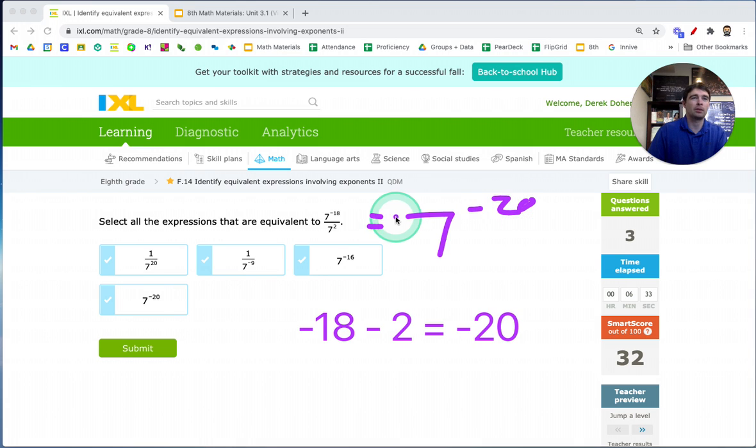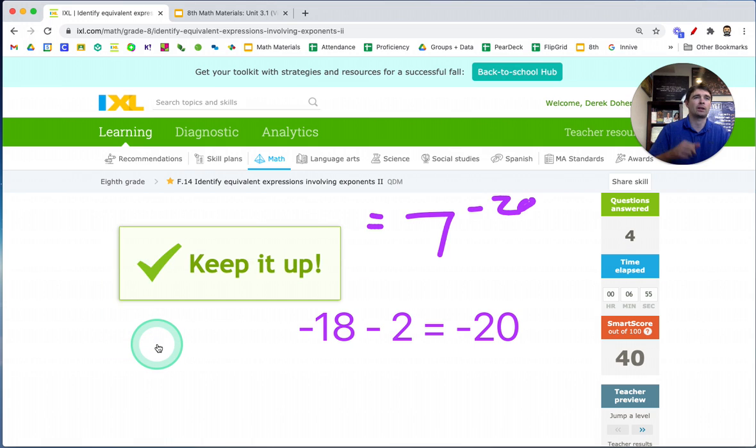And as I look through some of the answers here, I see two options that are the same thing as that. I see 7 to the negative 20th. And I also know this means divide by 7 20 times. And that's what this guy says right here. The other two don't even have the right exponent. They're trying to mess with you if you do 18 divided by 2. Or if you do negative 18 plus 2, you might get negative 16. But they're messing with you on these two. They're distractors. There's our correct two answers.